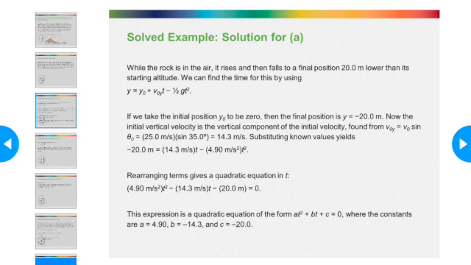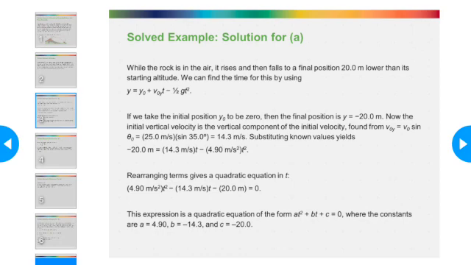So here we know again a few things. Our final position, in the y anyway, is negative 20 meters. Initial velocity is 25 meters per second. Angle it launches at is 35 degrees, so 25 times sine of 35 is 14.3 meters per second. So that's our initial velocity in the y direction.